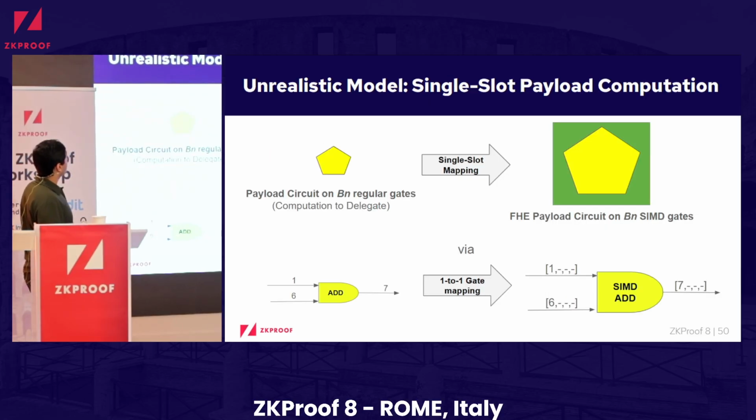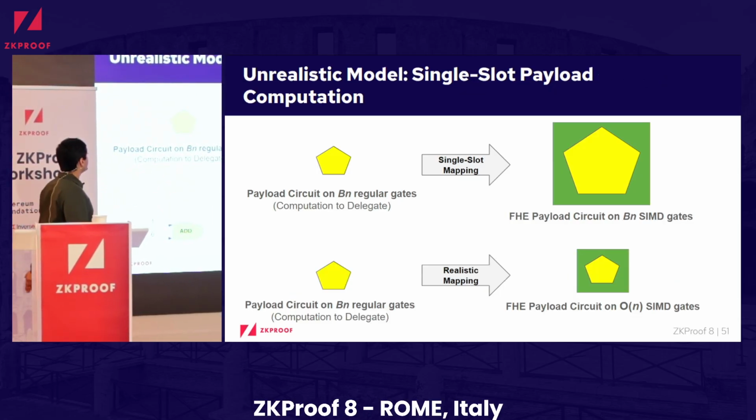This unrealistic model is the single slot mapping, right? We have a payload computation on B·N regular gates, like fan-in 2, and they turn it into a payload computation on B·N SIMD gates. Right, so if you have to do an addition like this, they turn it into a vectorized addition where you only care about the first element and they just ignore all the other elements, which is very wasteful.